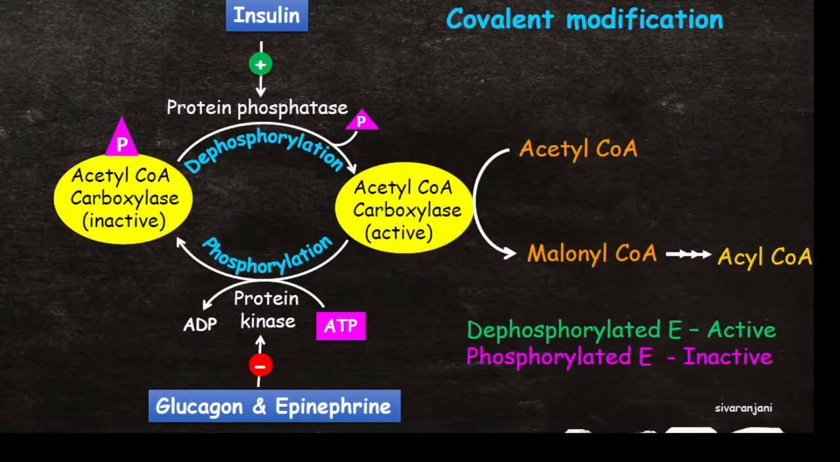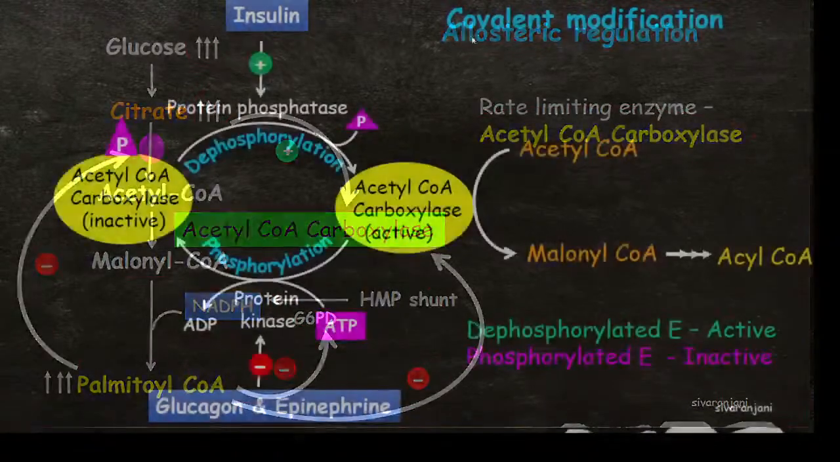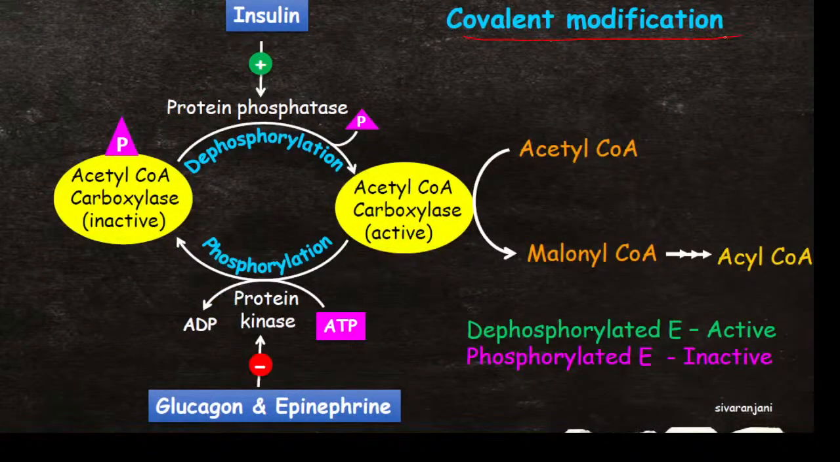Okay, and then one more method of regulation is covalent modification. So here insulin plays a very important role. Insulin, glucagon, and epinephrine. Insulin activates acetyl CoA carboxylase. Hence it promotes it by dephosphorylation of acetyl CoA carboxylase. Acetyl CoA carboxylase enzyme, in fact, exists in 2 states. One is the active state, which is the dephosphorylated state, and another one is the inactive state, that is the phosphorylated state. So phosphorylation indicates excess amounts of ATP are present.